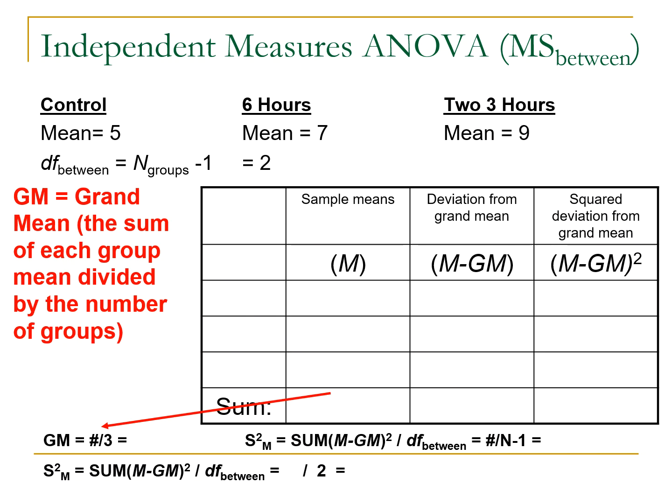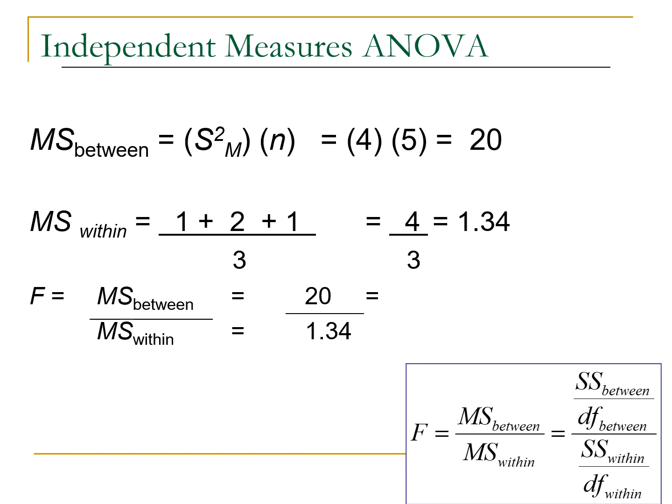In this case, control is 5, 6 hours is 7, and 2 3-hour sessions is 9. We calculate and add those up: 5 plus 7 plus 9, divide by 3. That becomes our grand mean. And then we'd subtract each mean from that grand mean, square it, and sum it together. And again, we'd divide that by our degrees of freedom, which in this case is the number of groups, 3, minus 1, which is 2.